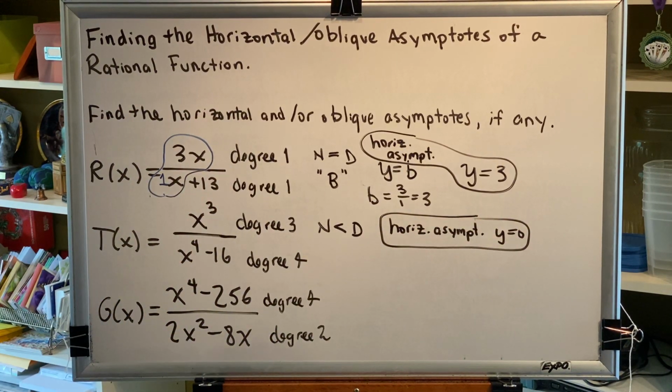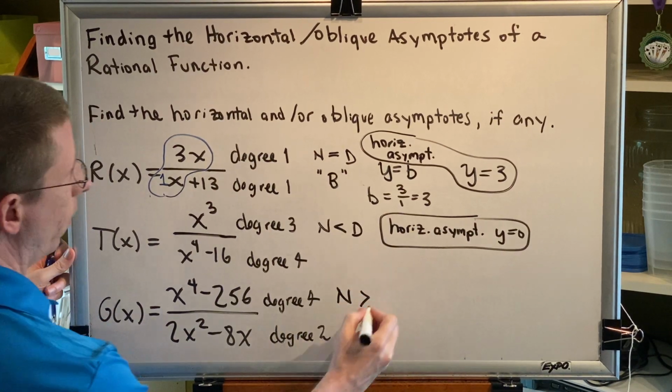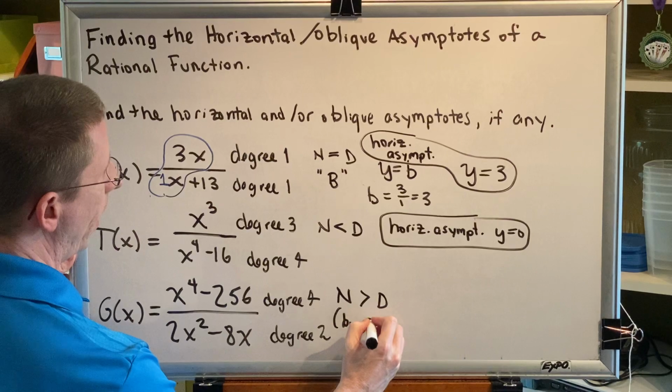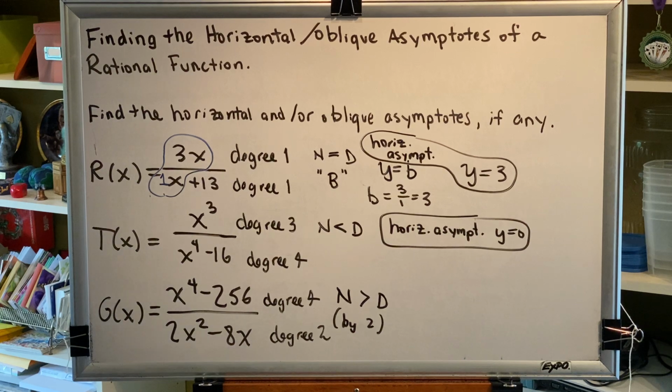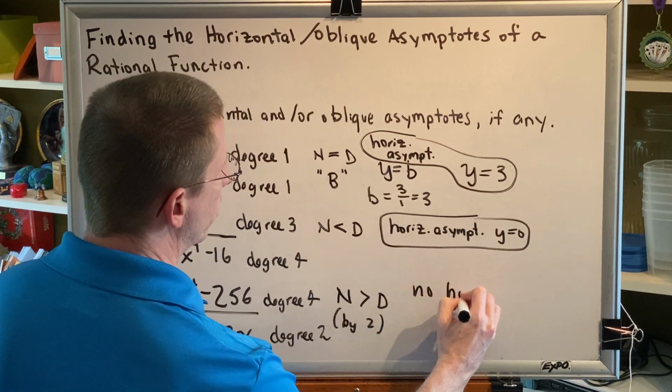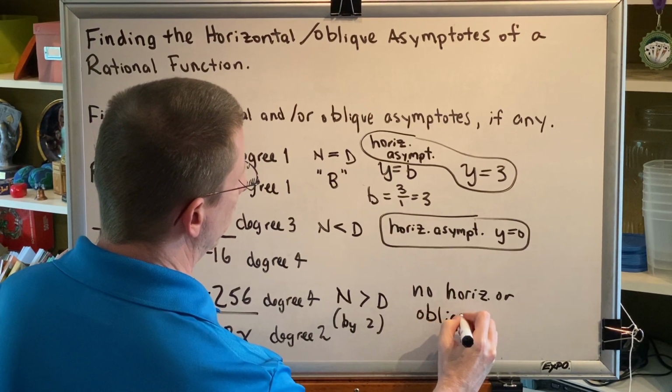And that brings us to our final function, g of x. So in g of x, we note that the degree of the numerator is more than the degree of the denominator by 2. 4 is more than 2 by 2. This encourages us to take action D. Action D says, if the degree of the numerator polynomial is 2 or more degrees higher than the degree of the denominator polynomial, then there is no horizontal or oblique asymptote.